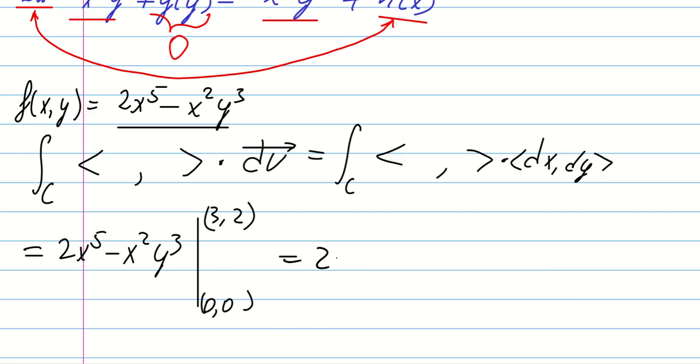And you get 2 times 3 to the 5 minus 3 squared times 2 cubed. And if you plug in 0, you're going to get 0. And that's going to be your answer. And probably a good place to stop this lecture. See you in the next one.